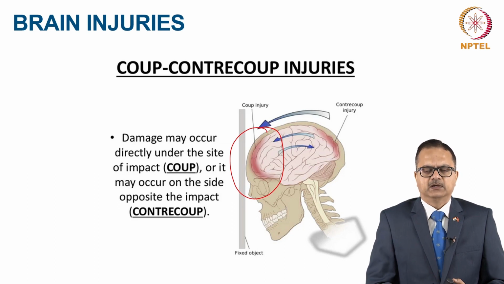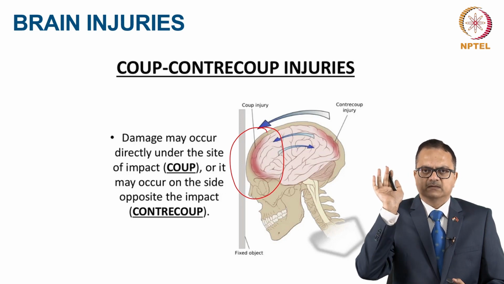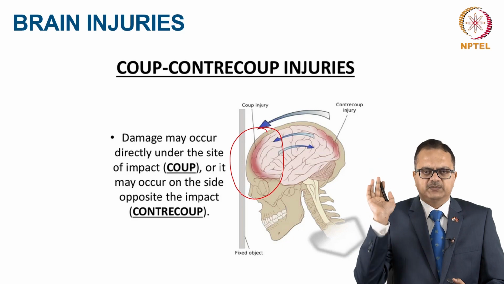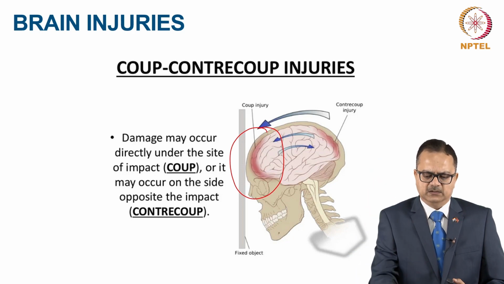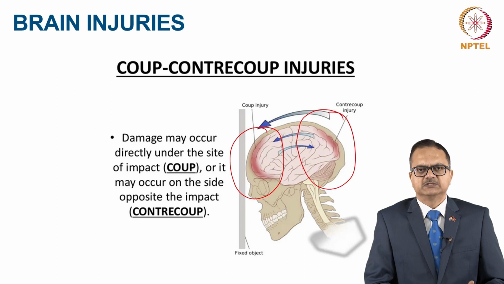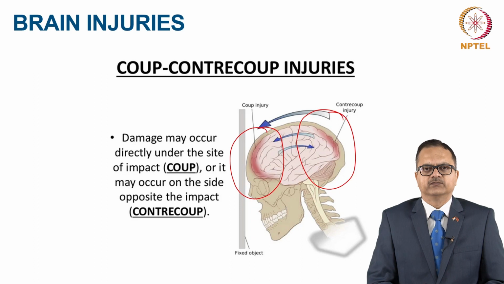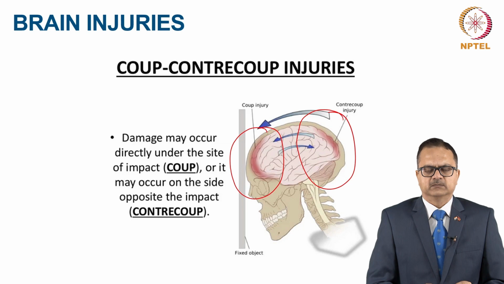However, if the brain goes and hits the front part of the skull, rebounds back and goes and hits the posterior part of the skull, then you get something called a contre-coup injury. That means the symptoms will be there in the opposite part of the brain from which the skull has got damaged. So, coup and contre-coup are French words, and they best describe this sort of injury.